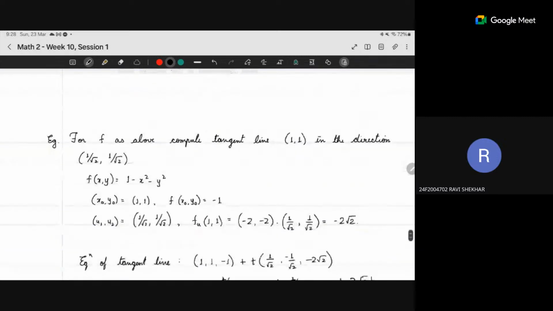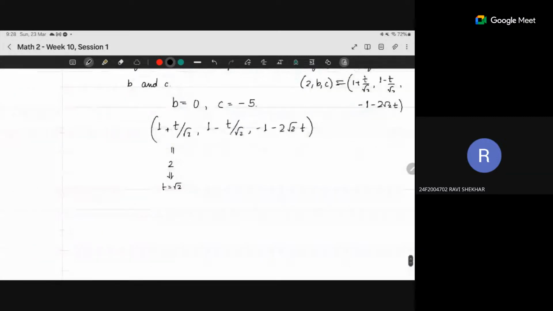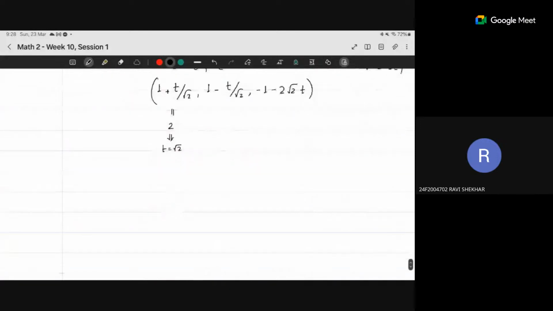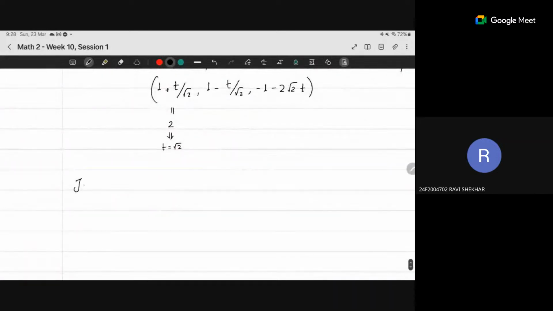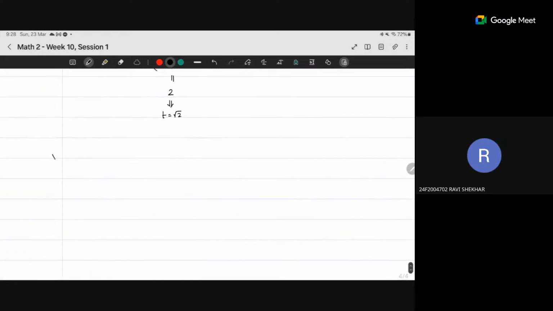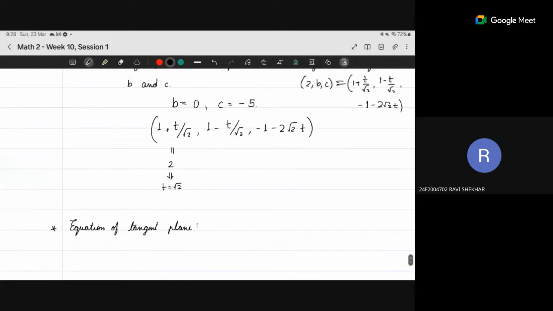All right. So these are some problems from tangent line. The thing to remember is tangent line. Okay, after tangent plane, I will write both of them together. So next, equation of tangent plane. I'll give a short derivation of the equation of the tangent plane.